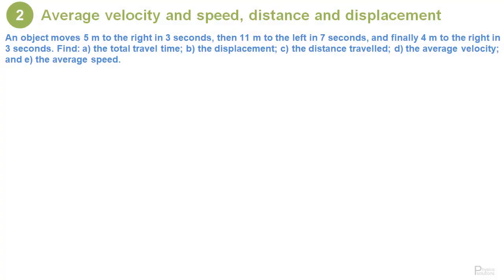An object moves 5 meters to the right in 3 seconds, then 11 meters to the left in 7 seconds, and finally 4 meters to the right in 3 seconds. Find the total travel time, the displacement, the distance traveled, the average velocity, and the average speed. So we have 5 questions here.